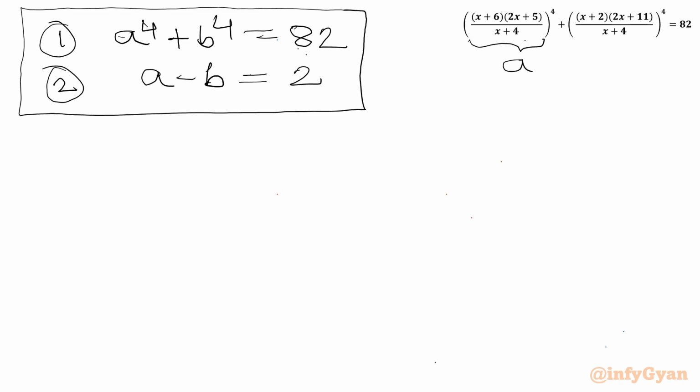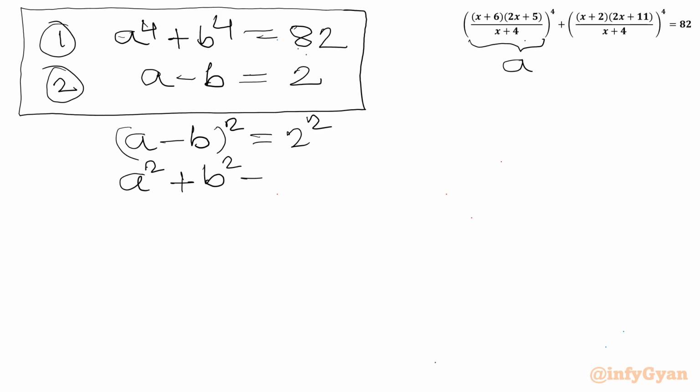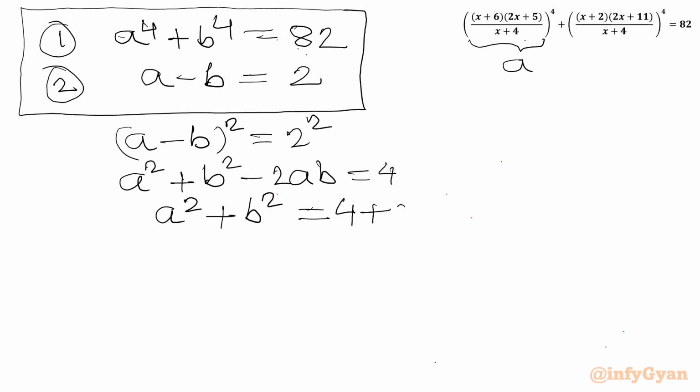So I will consider squaring of the second equation on both sides. (A - B)² = 2², which will give us A² + B² - 2AB on the LHS, and the RHS will be 4. Add 2AB to both sides. So A² + B² will be equal to 4 + 2AB.